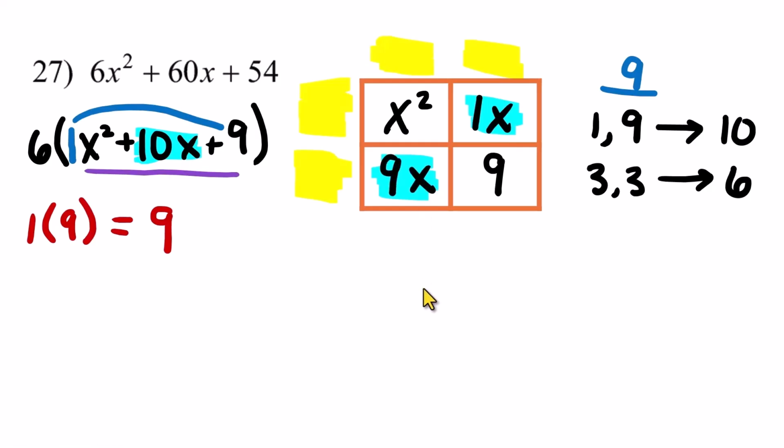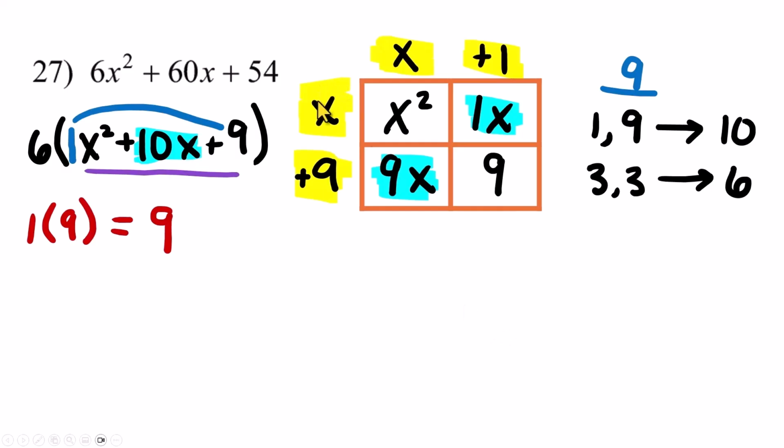Once you have this filled out, now you start factoring out from the lines. What goes into an x squared and an x? That's just an x. What goes into a 9x and a 9? That would be a 9. Now factor up. What goes into x squared and 9x? That would be x. And what can you factor out of an 1x and a 9? You might think like that's nothing, but that just means you can take out a 1.